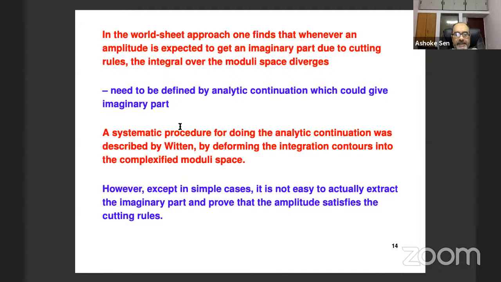So Witten described a systematic procedure for doing the analytic continuation, and that involves deforming the integration contour into the complexified moduli space. The moduli space itself, of course, is complex, but this does more than that. You think of the complex moduli space as twice the real dimensional space, and then you complexify again. But it turns out that except in simple cases, it's not easy to actually extract the imaginary part and prove that the amplitude satisfies the cutting rules.